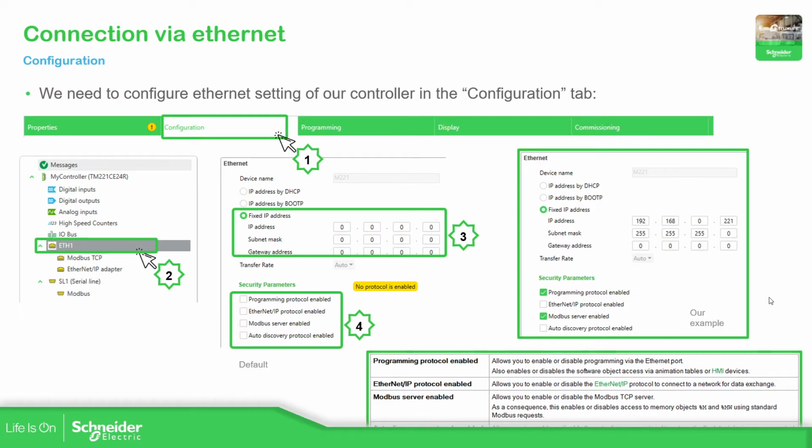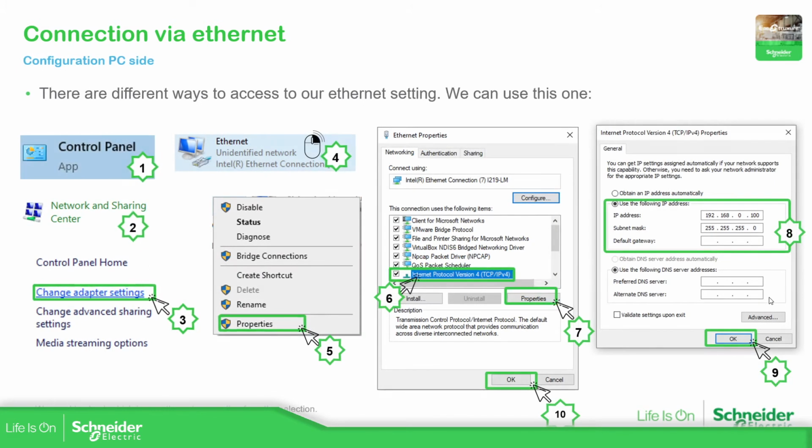So let's continue with this part of the presentation. Here, I explain a little bit how you can change the IP address of your computer in case you need it. Just go to Control Panel, Network and Sharing Center, and then you just go Change Adapter Settings. Let me just show you quickly.